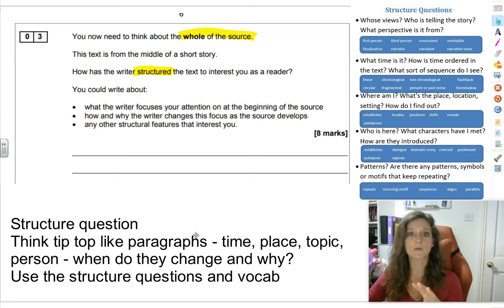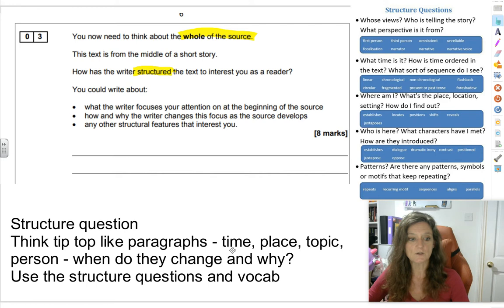The easiest and quickest way to think about it is thinking about how you use paragraphs in your own writing. And if you know the tip-top rule, then that will help you. So tip-top stands for time, place, topic, and person. When you learn the tip-top rule, that's about knowing when to start a new paragraph. But it's really, really handy for analysing structure too.